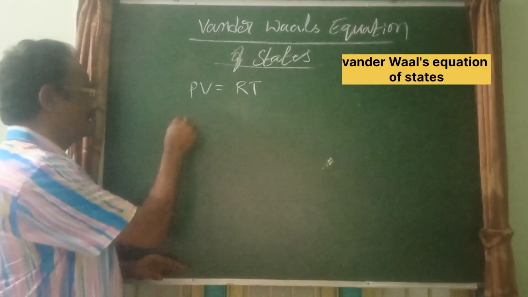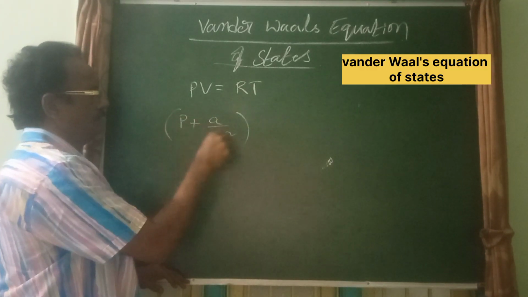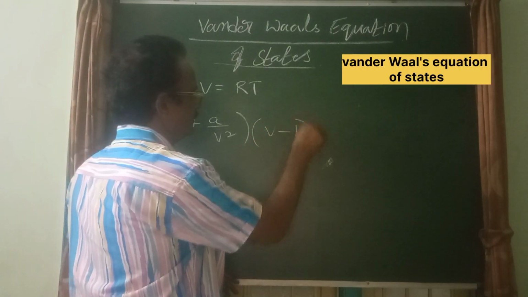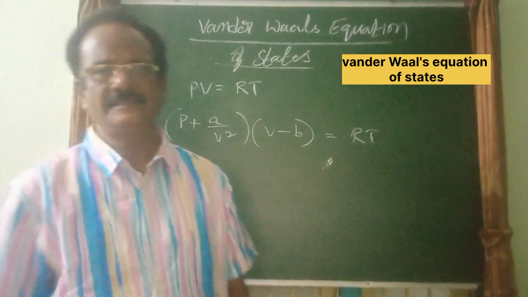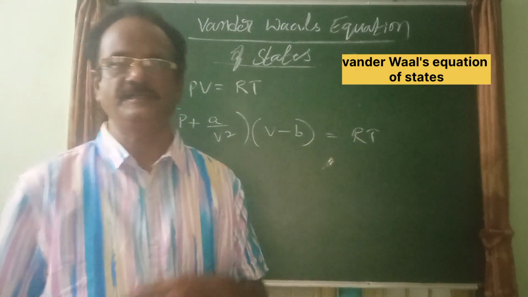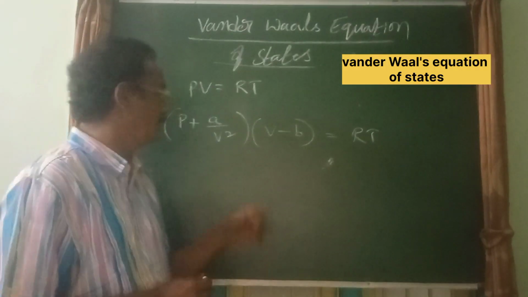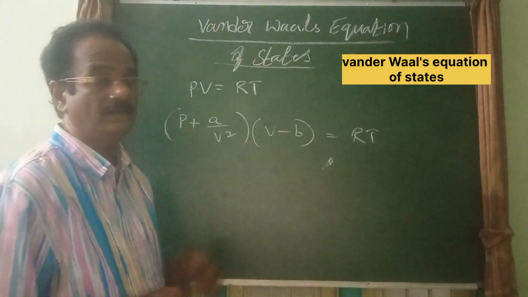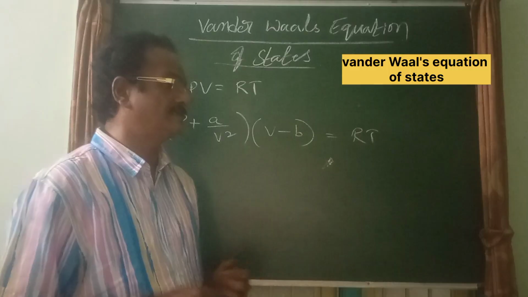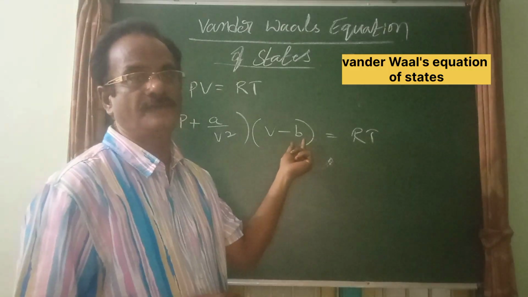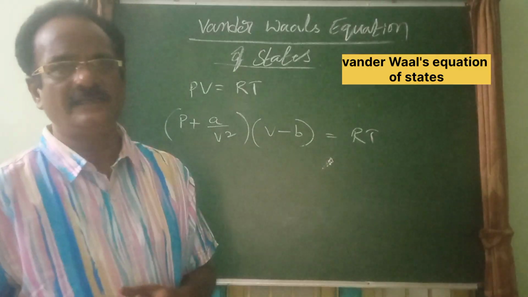See here, that can be written as (P + a/V²)(V − b) = RT. So, this is said to be the Van der Waals equation of state. Let us see what he did. He added a/V² to the pressure represented in the ideal gas equation, and he subtracted this much of volume from the volume given in the ideal gas equation. Okay, let us see why he did so.